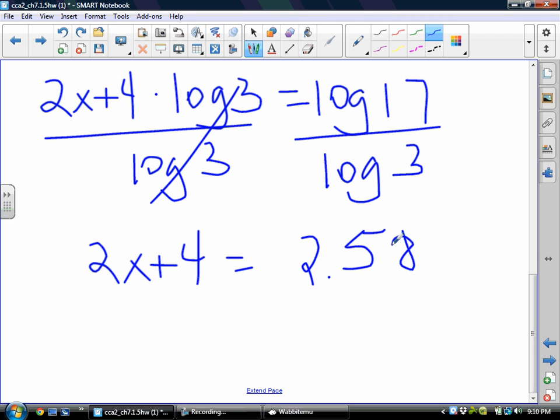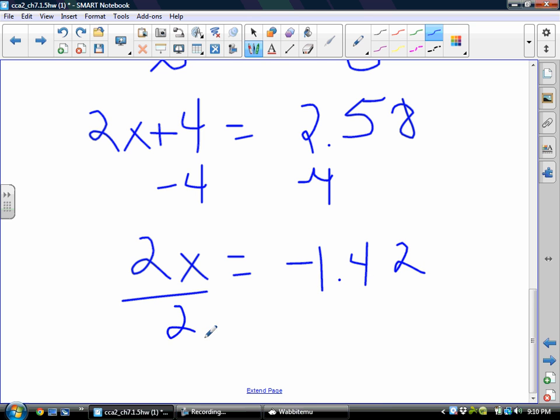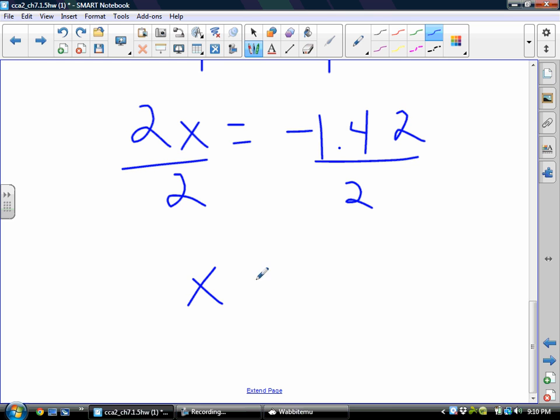Okay. So now to solve for x, now it's like a regular equation. I subtract 4 from both sides. So I'm going to get 2x equals negative 1.42-ish, and then divide everything by 2. Okay, so if you rounded slightly differently, or if you didn't round, you're going to get a slightly different answer, but we get about negative 0.71 is going to be our answer for x.